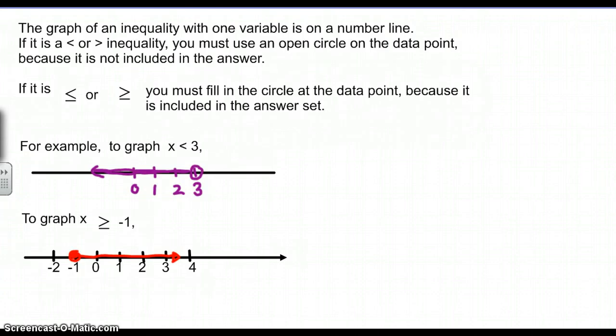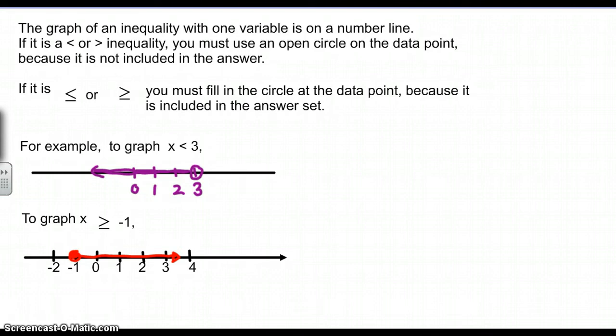This is section 6.1, solving inequalities using addition and subtraction. The graph of an inequality with one variable is on a number line. If it's a less than or greater than inequality, you have to use an open circle on the data point because that's not included in the answer or your solution set.